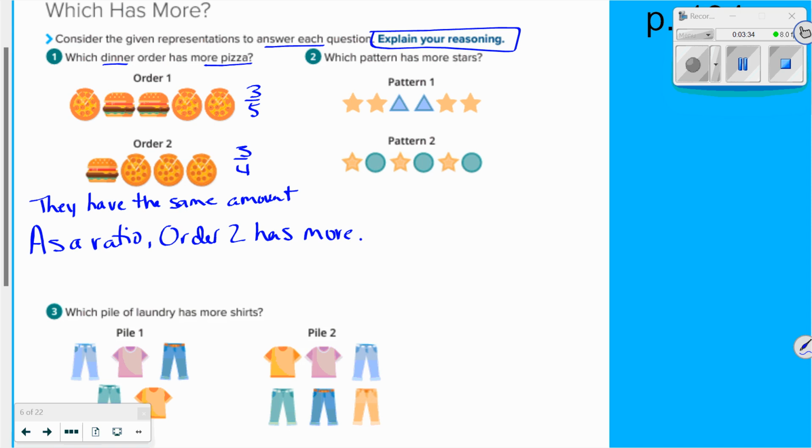The whole concept that we're trying to get to you: if you are just using additive reasoning, if I'm just looking at them, this would actually be correct. But if I'm using multiplicative reasoning, if I'm looking at the ratio, this would be correct. Order 2 has more.